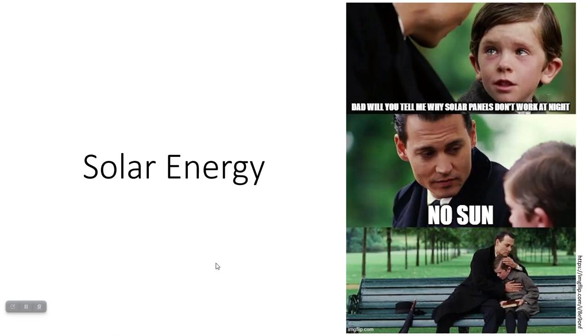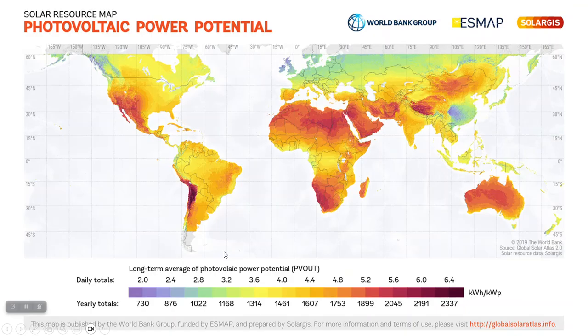Let's talk about solar power. This map shows what they're calling photovoltaic power potential. This means how much energy could we likely generate if we use solar panels or solar power in this region of the world. So you can see there are some areas where there's very clear potential for solar power.